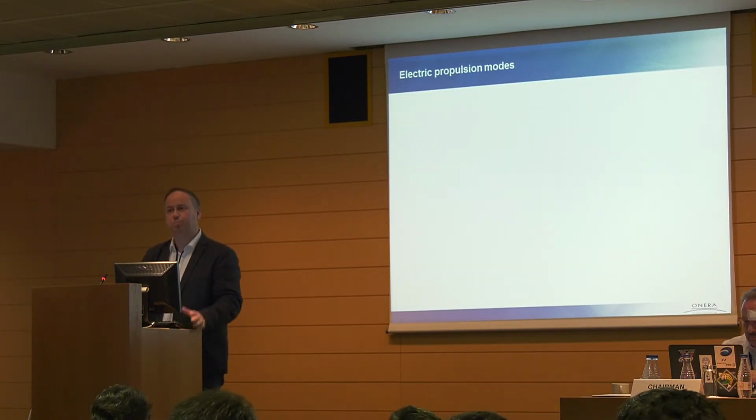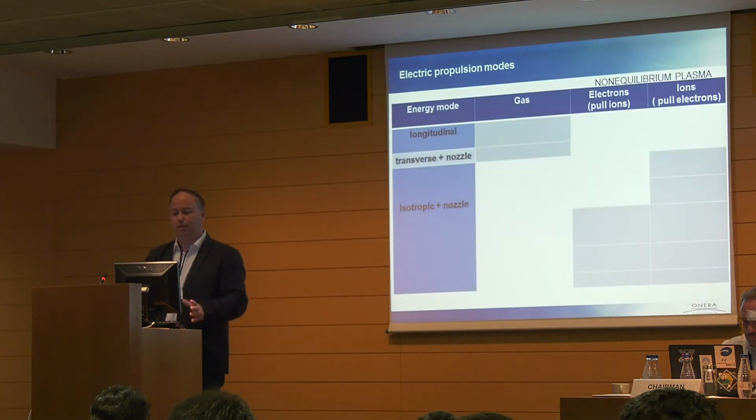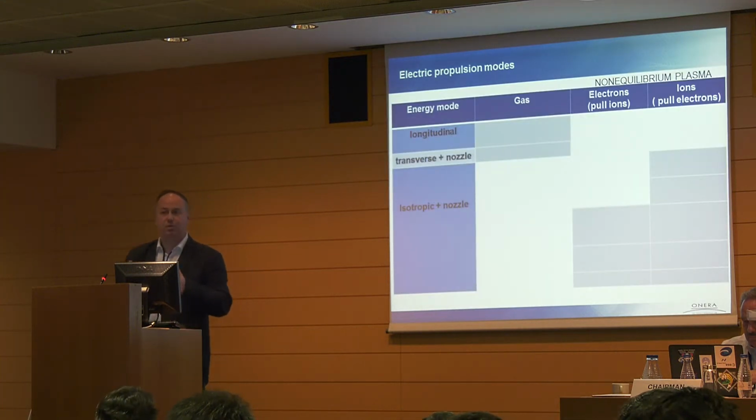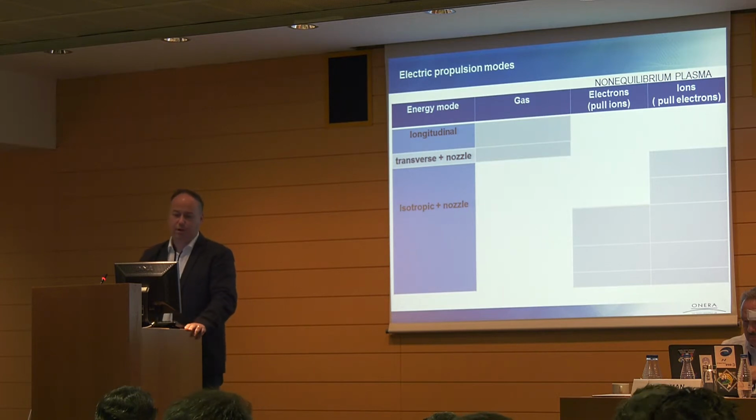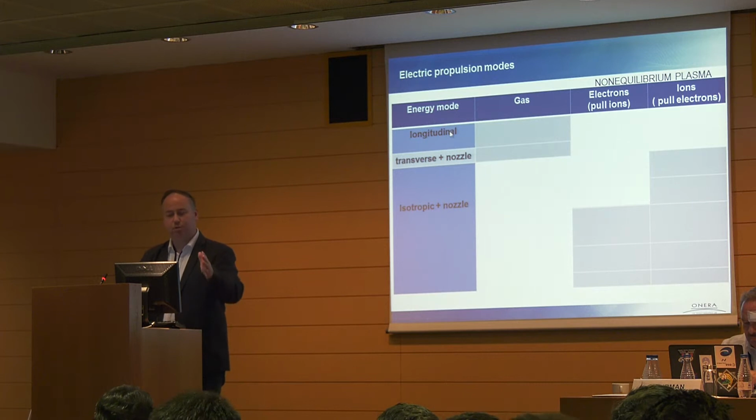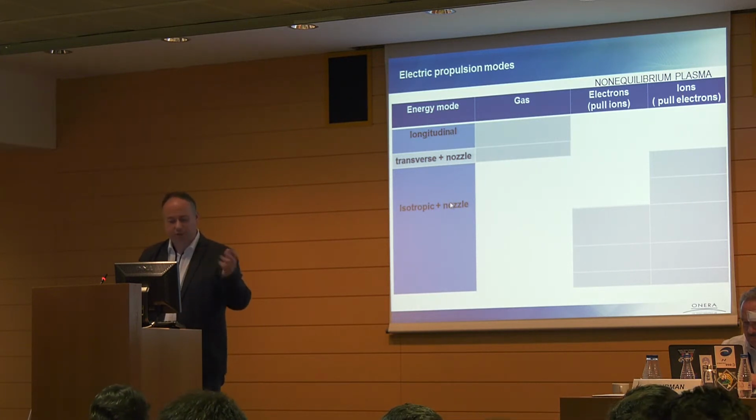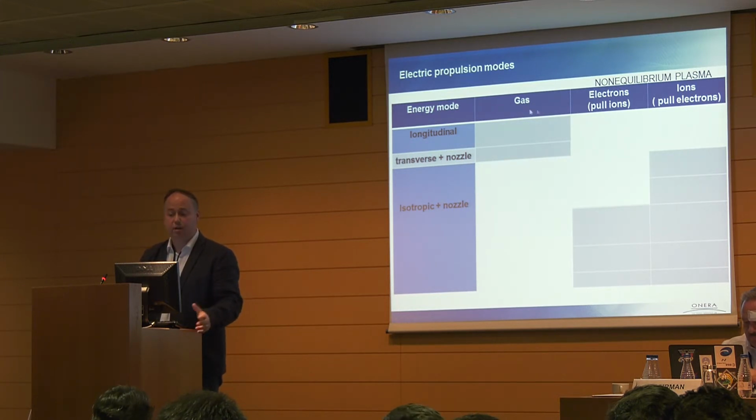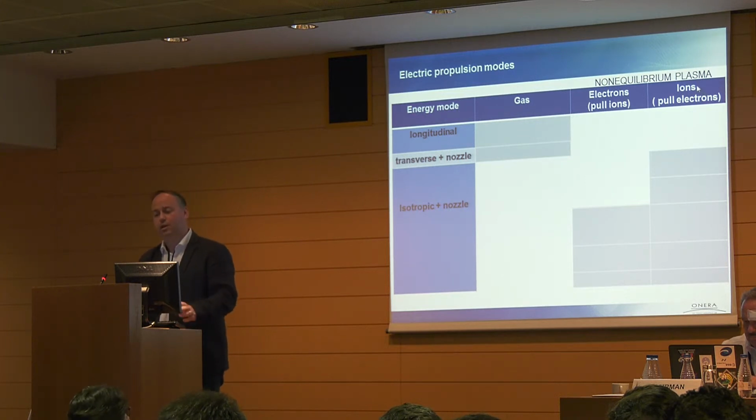So if I want to put that in a table to give you an idea of a classification, basically to tell you where RF thrusters are, these are the energy modes that you put on the thruster. So you have longitudinal directly, longitudinal, transverse with a magnetic nozzle, or heating with a nozzle. And you have the different means, the different vectors of the thrust that you use, either the gas directly, or the electrons, which will pull the ions to stay neutral, or the ions, and then they will pull the electrons. And that's where non-equilibrium plasma happens.